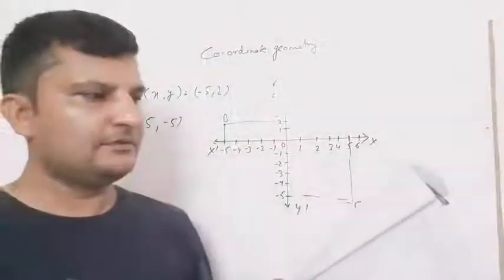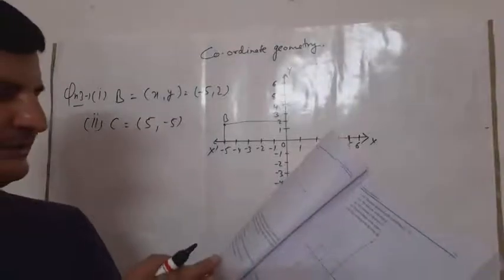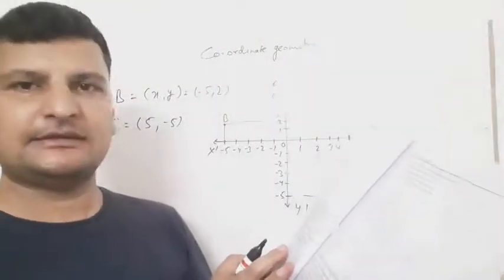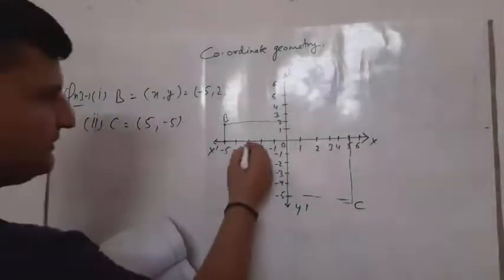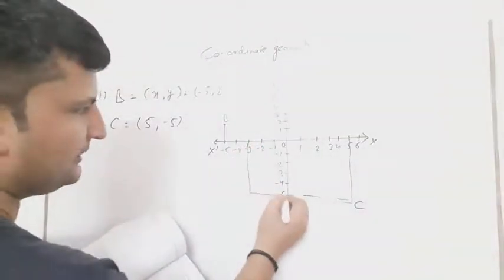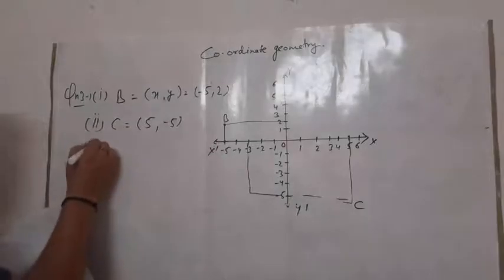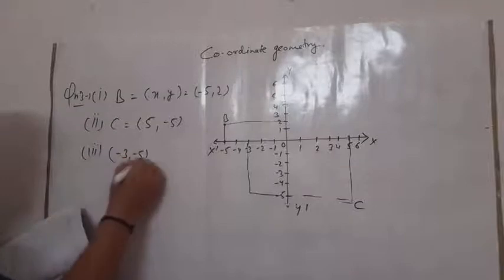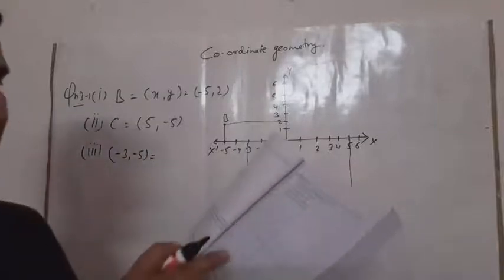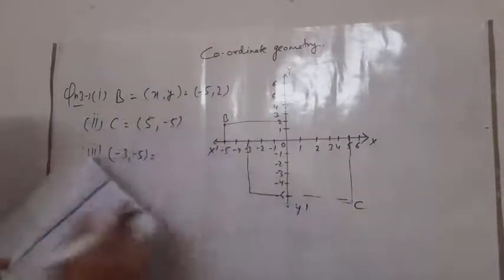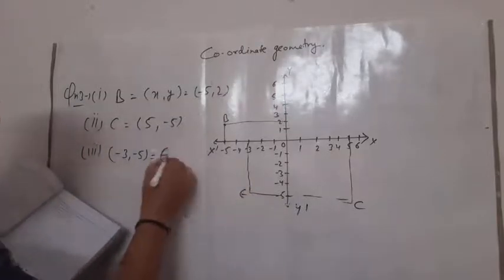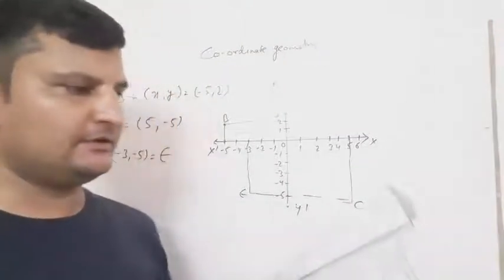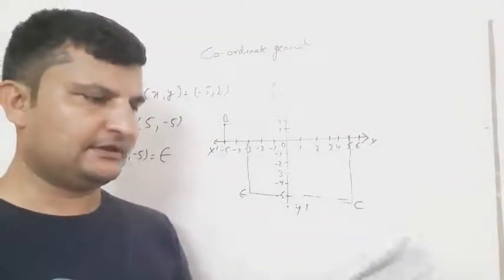Similarly, you can do all the questions. In the third part, you have to find (-3, -5). Where is (-3, -5)? This point is -3 and this point is -5. That is, we have to find (-3, -5). What is the name of this point? It is given in your book, it is E. So its answer is E. Similarly, for the 4th, 5th and 6th parts, you can do it yourself.